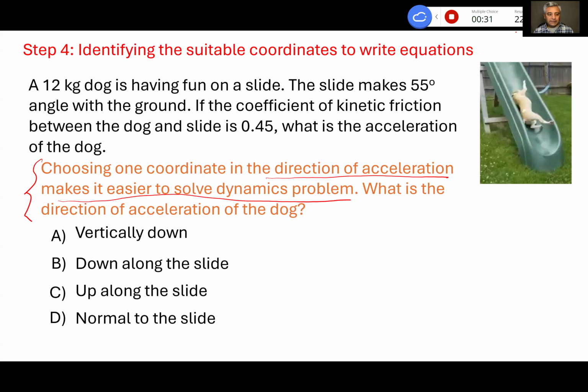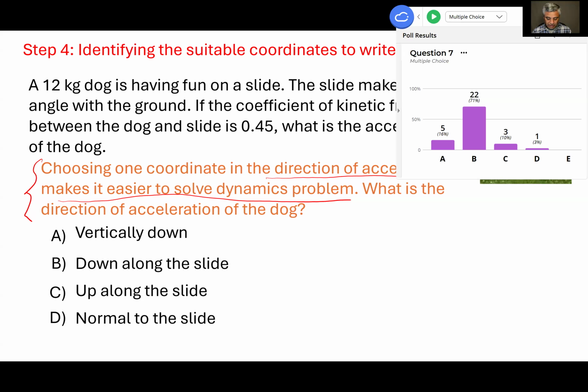Thirty more seconds. 5 more seconds. 5, 4, 3, 2, 1, and it stops. Let's see what we got here. Down along the slide, that is the correct answer. Okay.